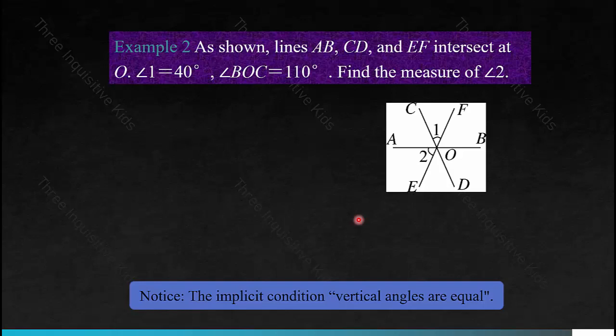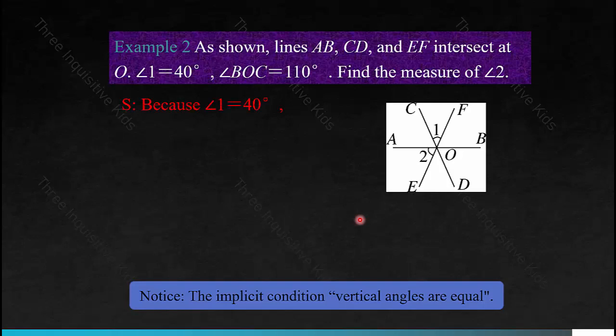As shown, lines AB, CD, and EF all intersect at O. Angle 1 has a measure of 40 degrees. Angle BOC has a measure of 110 degrees. So now find the measure of angle 2. Okay, so this has two steps to it. But once you really think about what it's saying, then you'll understand.